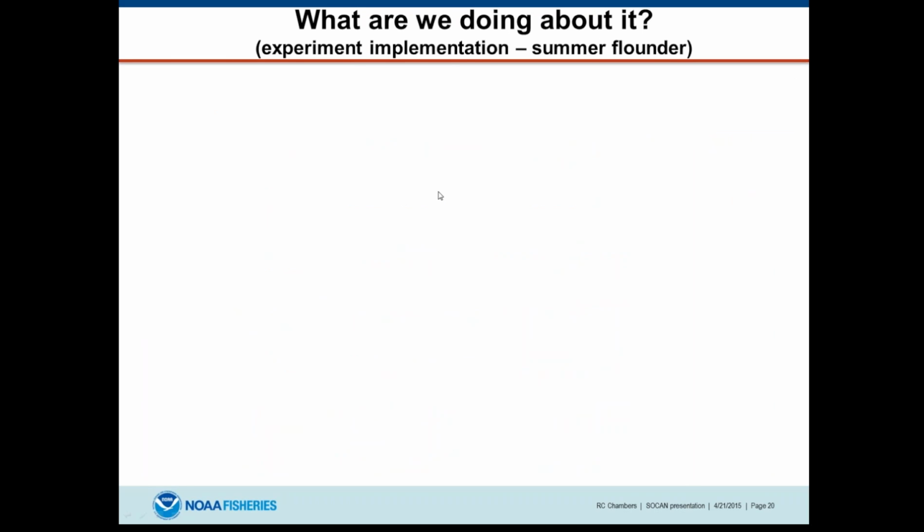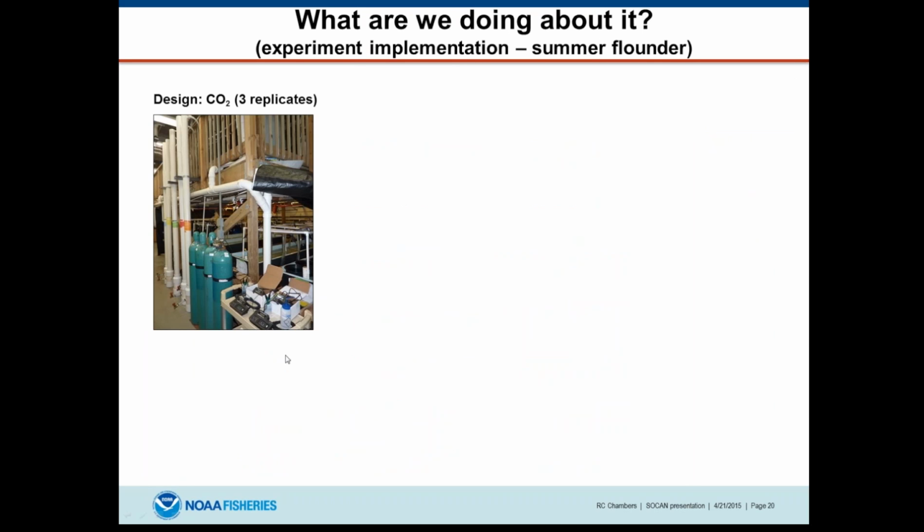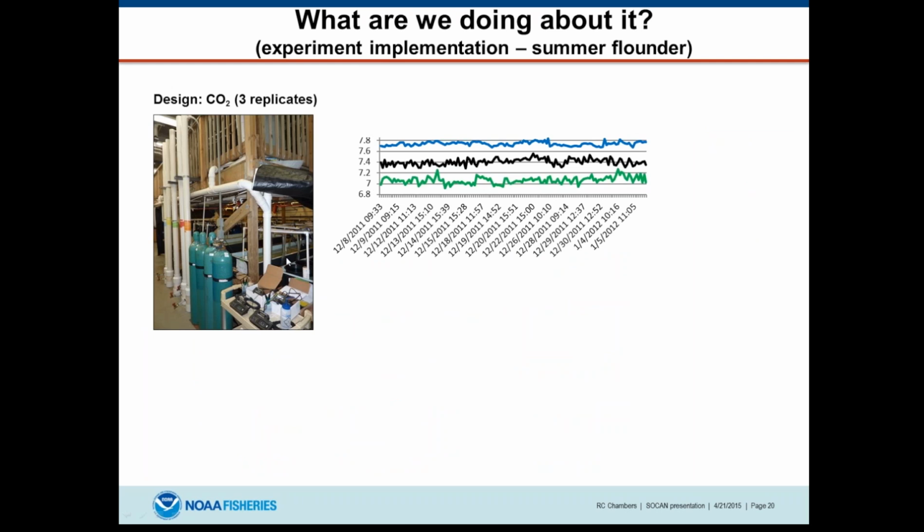Okay, so the summer flounder work, let me go into the specifics of those protocols. Again, our setup, you've seen that. Our CO2 levels, again, this is the one experiment where we had 3 levels of CO2, which give 3 tracks of pHs across a 2-month experiment.